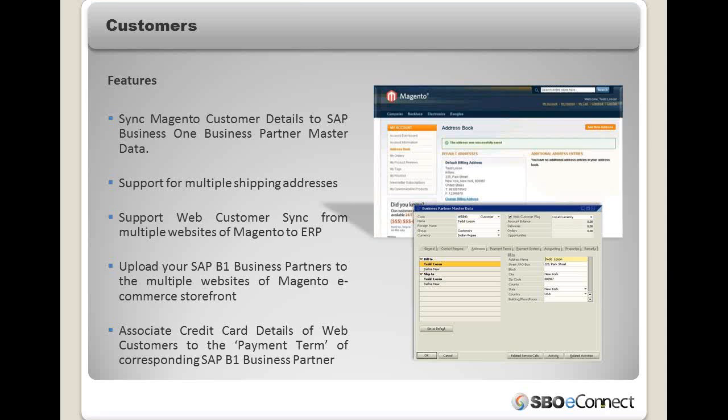Also, whenever any web customer enters credit card details in the Magento e-commerce platform, in case your platform is PCI compliant and you are able to capture those credit card details, SBOeConnect will be able to transfer those details and associate them with the SAP Business One Business Partner Master Data payment term. So these are the basic integration capabilities associated with SBOeConnect 2.2.